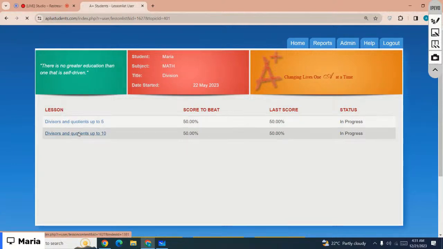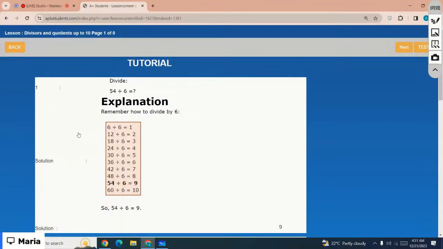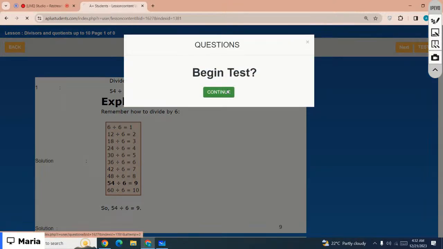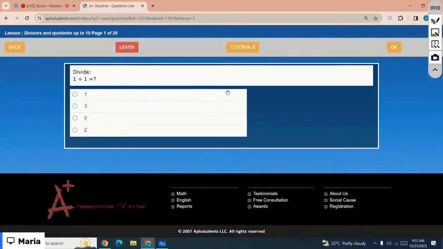The next lesson is divisors and quotients up to 10, right? Now you have to do the same thing. Now you just need to divide the numbers until 10. Okay, 1 divided by 1 equals... yes, the correct option is 1. 1 divided by 1 is 1, right?